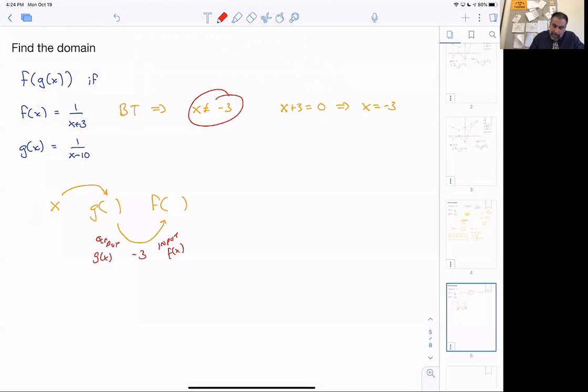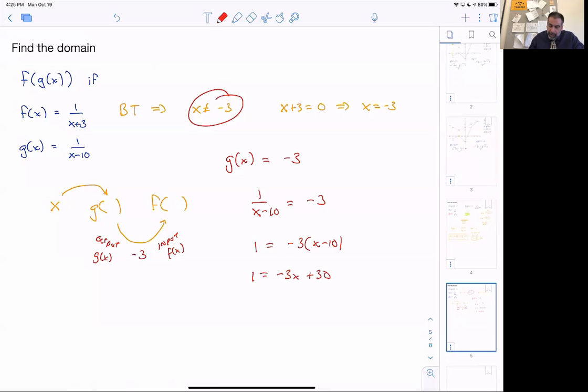So we could now take this information and take it to g of x, and we could just ask, when does g of x equal negative 3? Because wherever that happens, f of x is going to get the output that causes trouble. So solving this, we're going to get 1 over x minus 10 equals negative 3. I'm going to multiply both sides by x minus 10, and I'm going to get 1 equals negative 3 times x minus 10. That will clear the denominators. Then we're going to get 1 equals negative 3x plus 30.